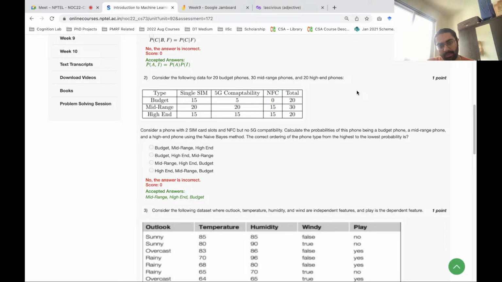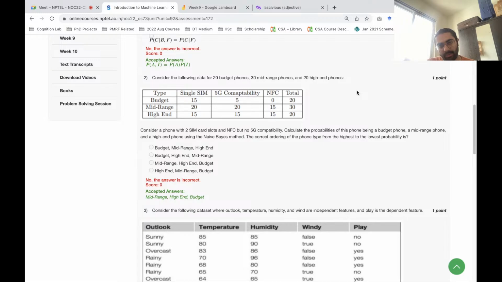Because given budget, we're saying that among the budget phones, what is the probability that you have a non-single SIM, that is, a two SIM card slot phone? So 15 have a single SIM card, and 5 will be double SIM cards. So this will be 5 by 20, right? Similarly, you can find out the probability of N given budget, and the probability of G bar given budget. So find these values from the table that you have.